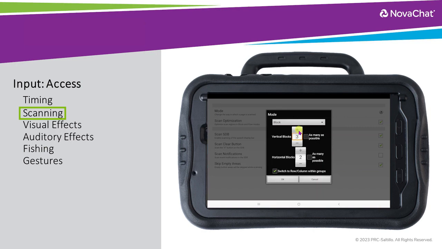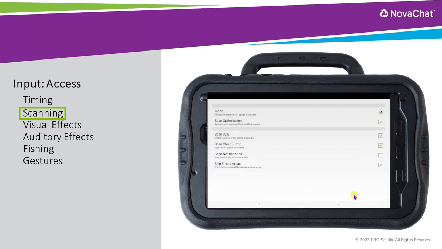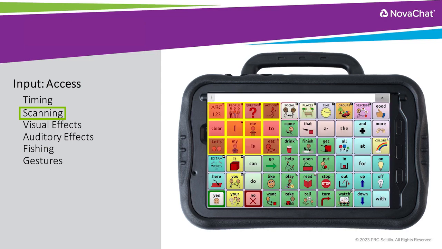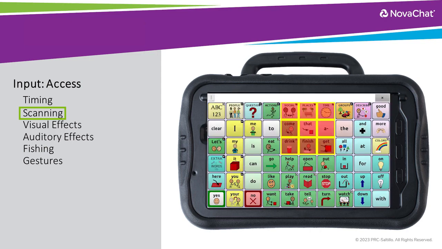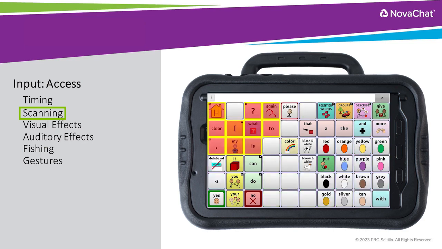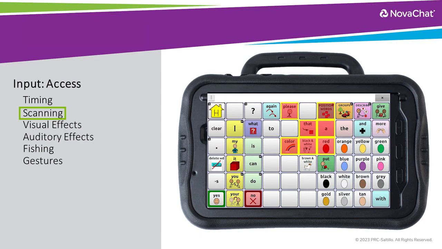You can also choose to switch to row column within each group of blocks by selecting the checkbox to switch to row column within groups. To keep the changes you have made, select OK. Go back out to the vocabulary to start using block scanning. When the block that contains the button you want is highlighted, activate the switch. The scan will then highlight smaller blocks, rows, or columns within the block, depending on the settings you have selected. When the button you want is highlighted, activate the switch.